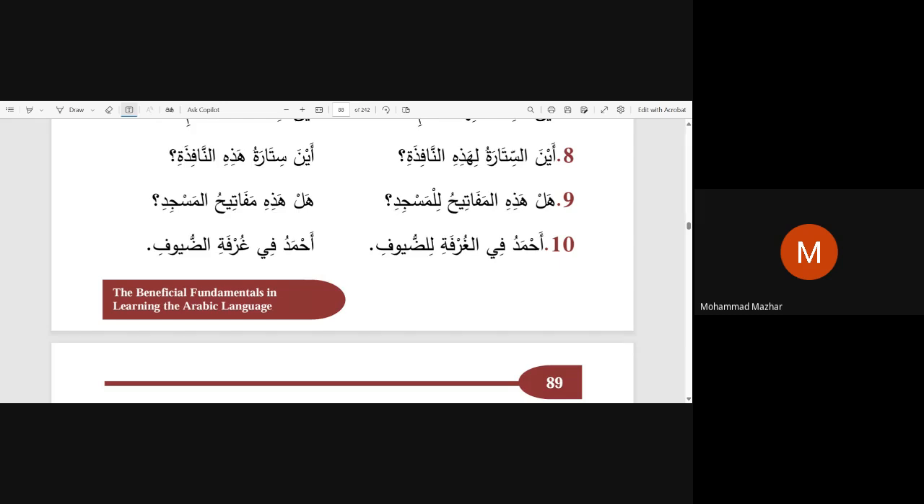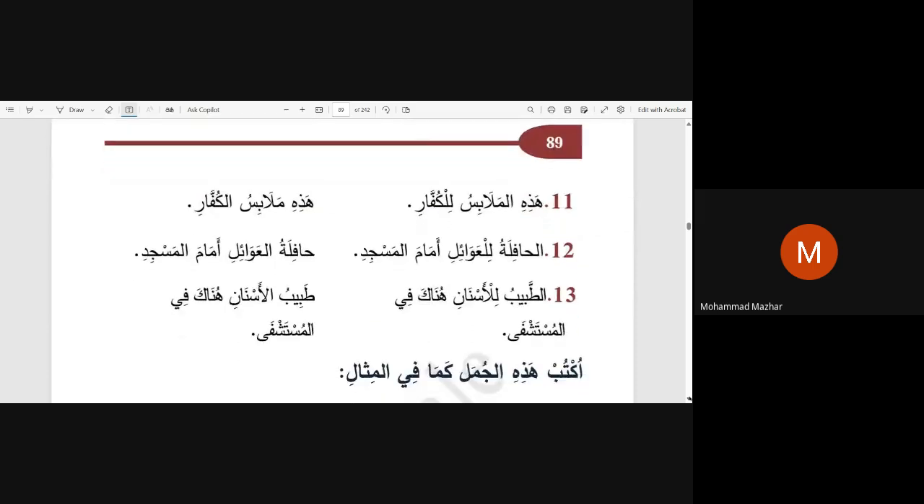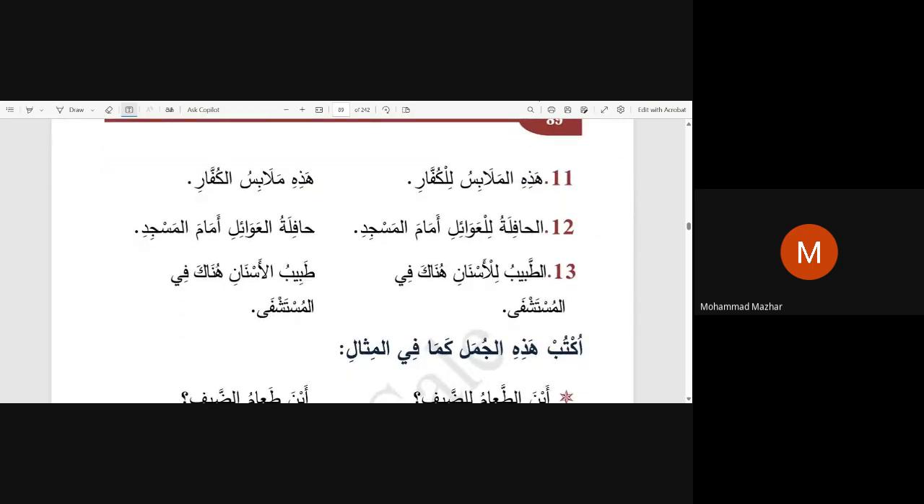Okay. Now on the other side, when it says Ahmed fi ghurfati duyuf, you could call that the guest room. غرفة الضيوف. They mean the same thing. One is just a little bit more emphasized. Na'am. Barakallahu fikum. We got three more here.